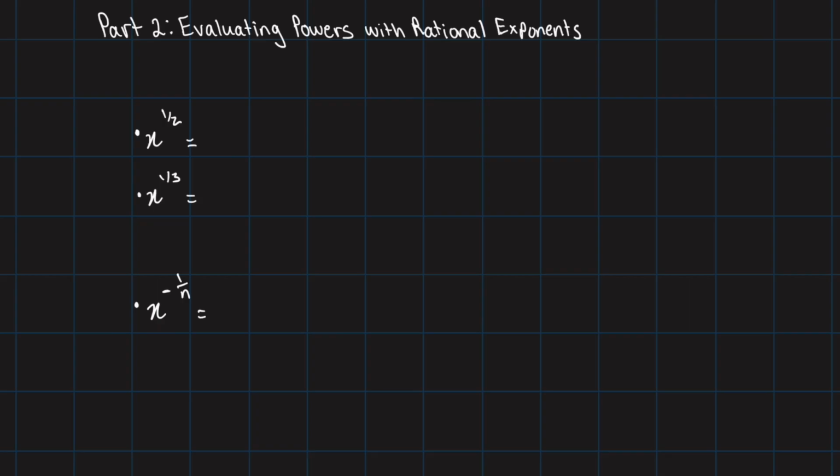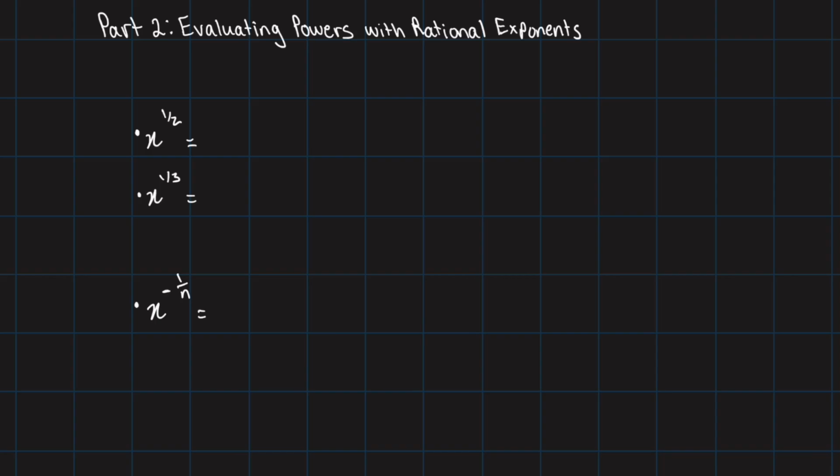Part 2 of rational exponents is evaluating powers with rational exponents. What does that actually mean? Okay, so x to the 1/2, it's kind of confusing because it's like, well, x squared means x times x, cubed means x times x times x, but what does x to the 1/2 mean? Like, you multiply half of x, like, what?